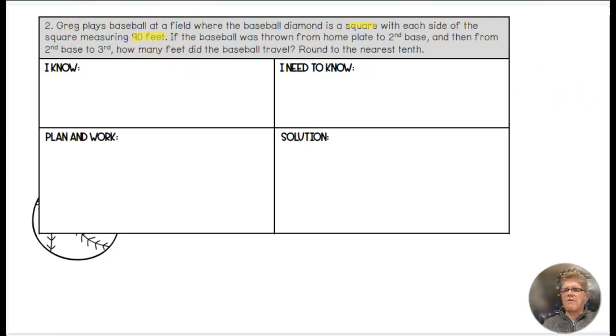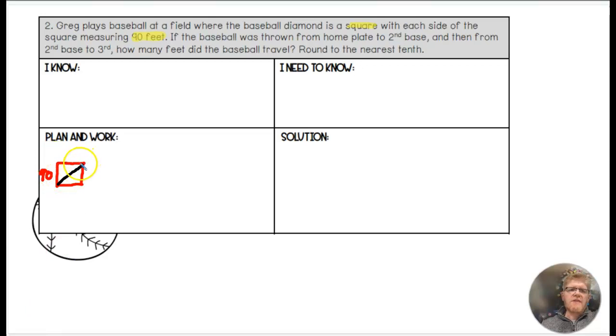So I'm going to go ahead and draw this picture. I've got a square, and it's not going to be a perfect square because I'm not a great artist. But I know that each side measures 90 feet. So this will be 90 feet, and this will be 90 feet, and this will be 90 feet, and that'll be 90 feet. If the baseball was thrown from home plate to second base, so that's going to be this distance right here for anyone who's played that.